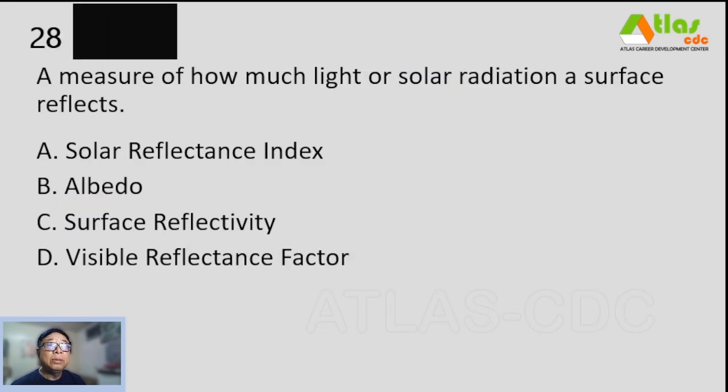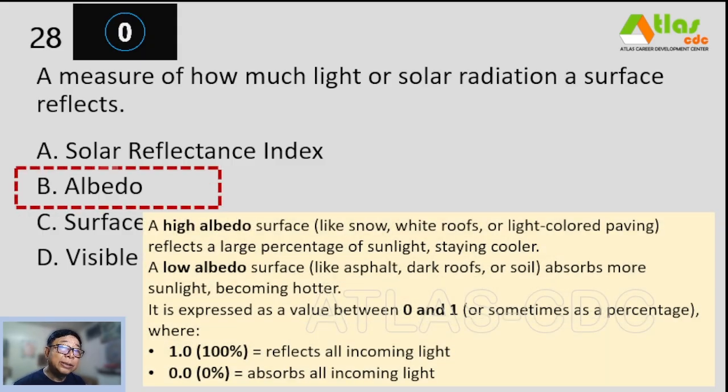Number 28, a measure of how much light or solar radiation a surface reflects. A. Solar reflectance index. B. Albedo. C. Surface reflectivity, and D. Visible reflectance factor. And our correct answer is letter B, albedo.